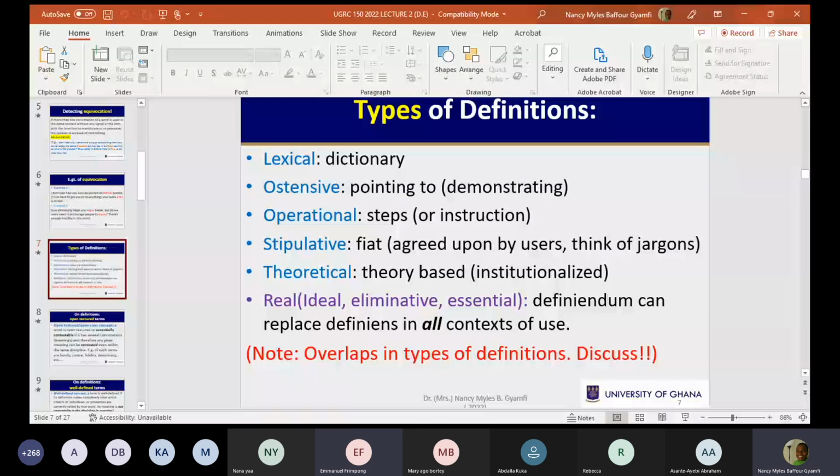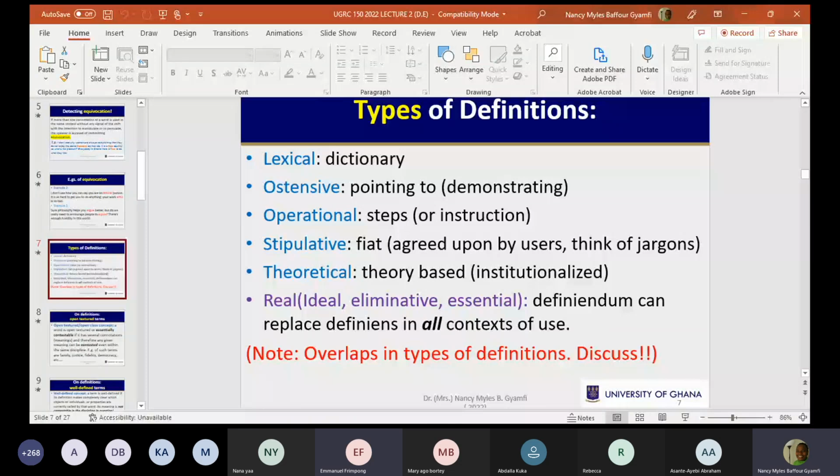So if I define "madam" as an unmarried adult male, it is not eliminating. Therefore, it is not real. Okay, madam, what you are trying to say is that a real definition should not define a word by another word again. Its definiendum must replace the definiens in all contexts of its use, wherever. That's how I capture it.